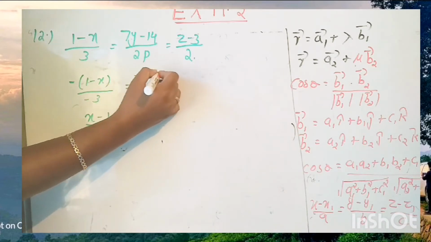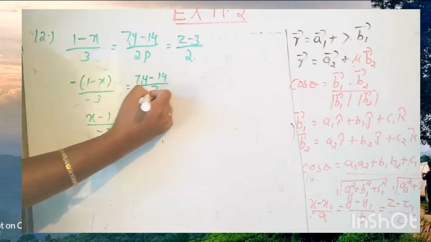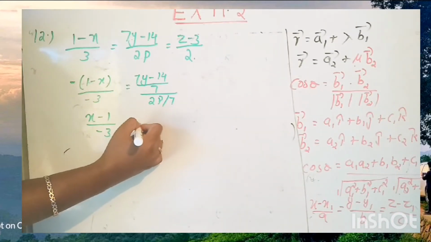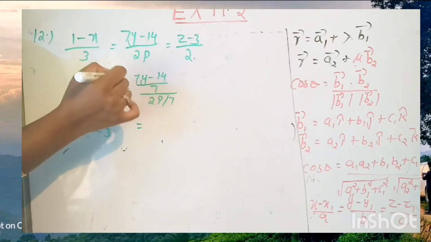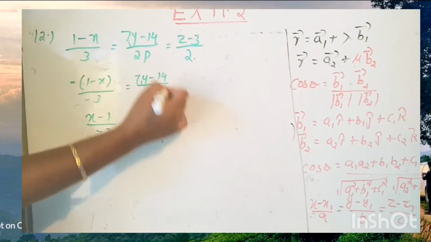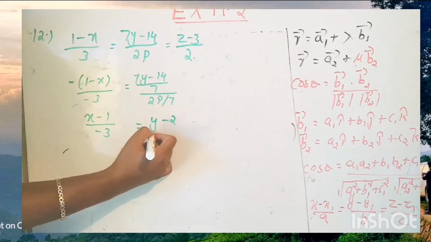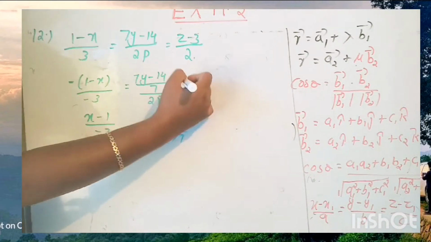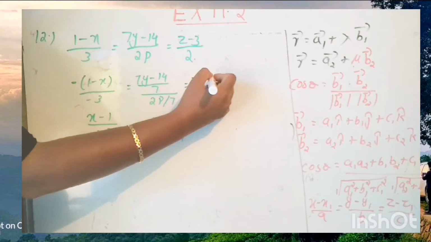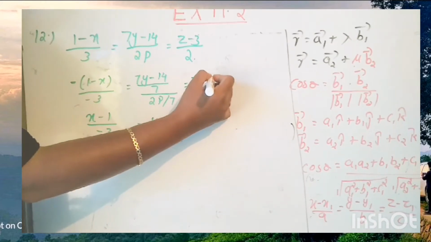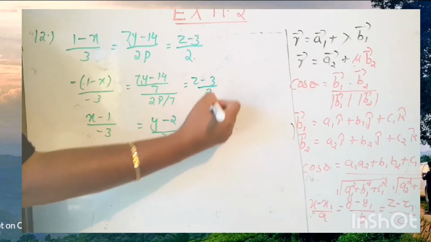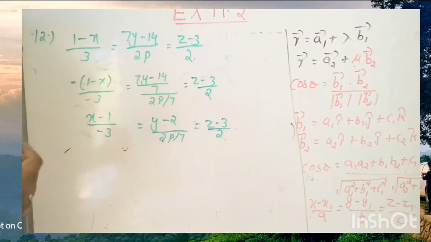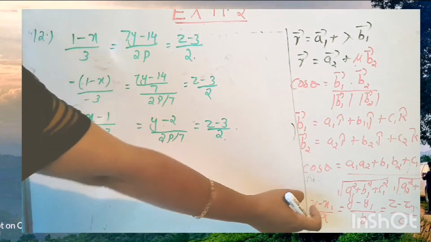That is (7y minus 14)/7 divided by 2p/7. We will get 7y by 7, that is y minus 14/7, which is 2, divided by 2p/7. And the third one, no problem, it is already in the form (z minus z1)/c, that is (z minus 3)/2.